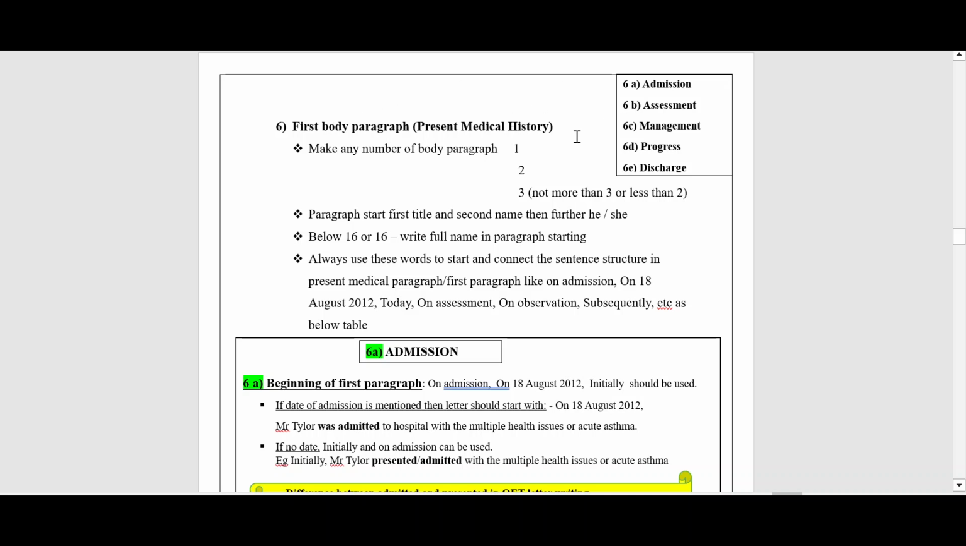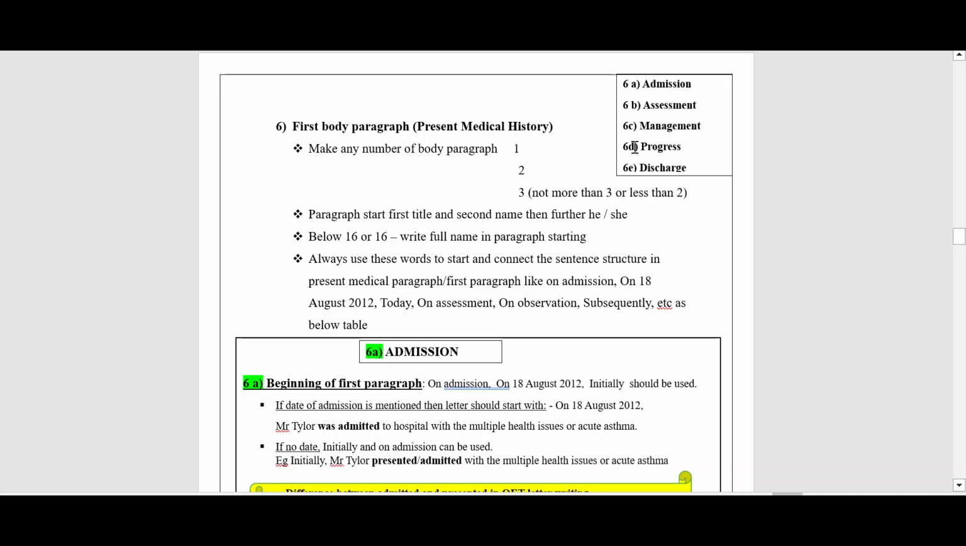In the first body paragraph, there are certain subdivisions that I'm going to explain in detail in the next video, but now I'll just give you the ideas. 6a, admission. Subdivision 1 is admission. In the first body paragraph, we need admission: when the patient was admitted with what complaint, and on assessment or evaluation, what you found, that you have to mention. And during management, during hospitalization, you have to mention what was given to the patient.